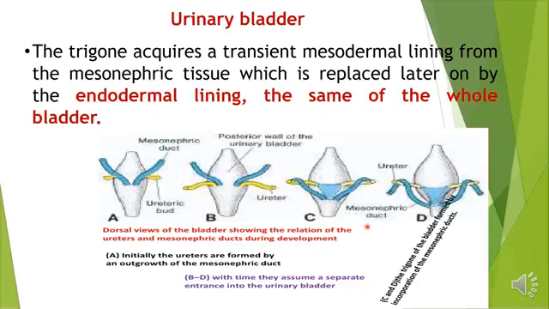The trigone is formed as a result of absorption of the caudal part of the mesonephric duct into the wall of the bladder. Now the trigone acquires a transient mesodermal lining from the mesonephric tissue, which is replaced later on by endodermal lining, the same as the lining of the whole bladder.